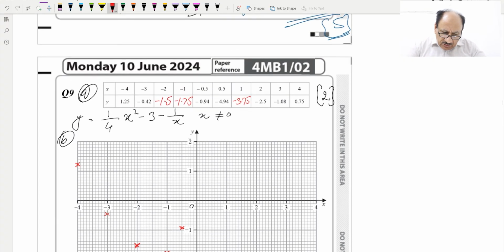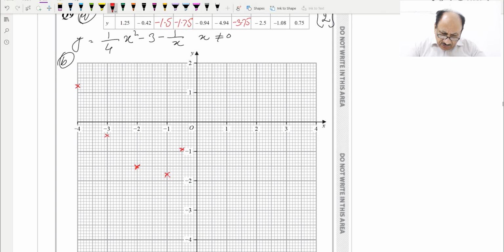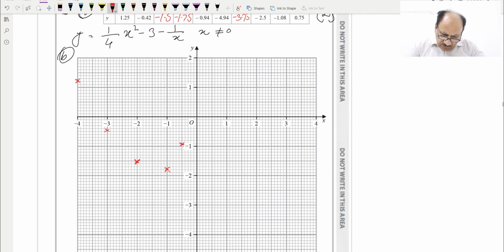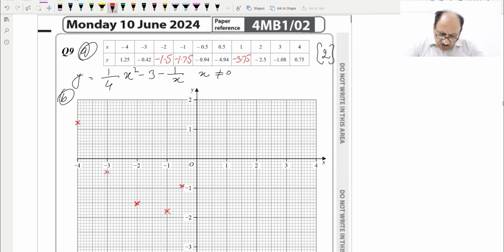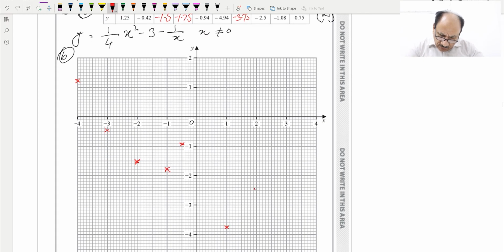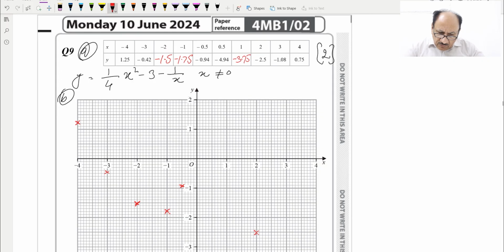And then next is 1 and minus 3.75. Minus 3.75 will be over here in the middle. And then 2 and minus 2.5. 2 and minus 2.5 will be this one. And 3 and minus 1.08. 1.08 will be around here. And then comes 4 and 0.75. 0.75 will be over here.